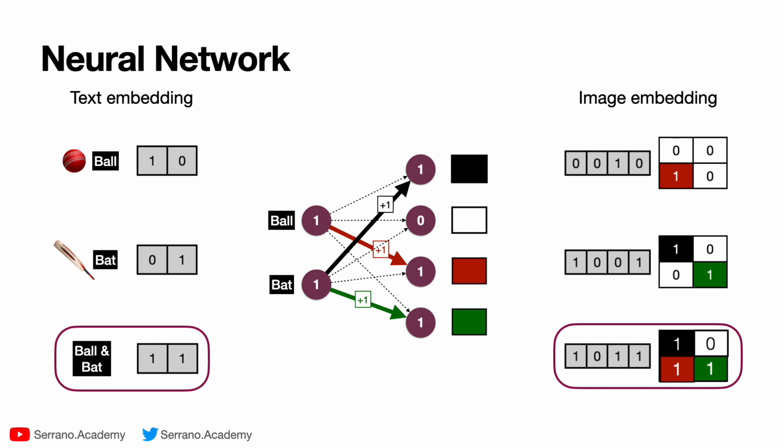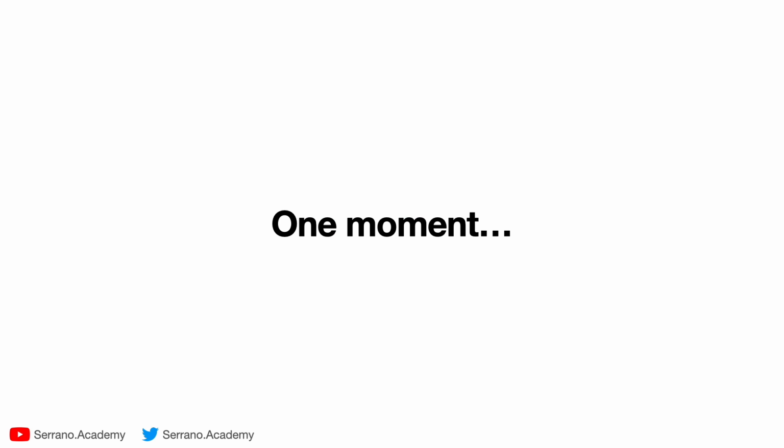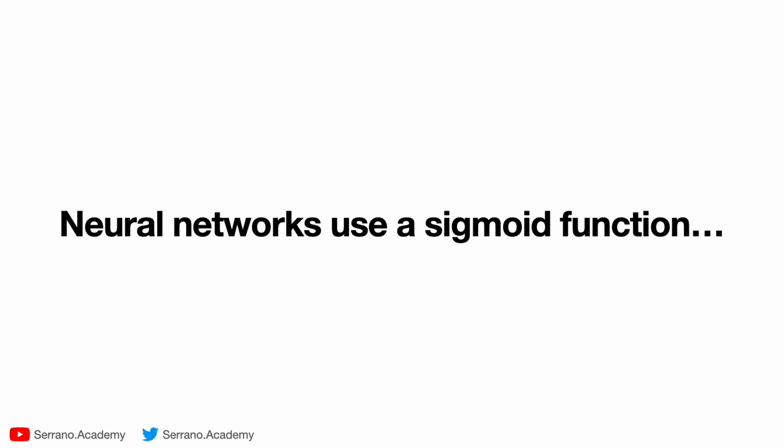So this works well as an image generator. However, there's something I'm forgetting. What am I forgetting? Well, neural networks normally have a sigmoid function. This neural network we built over here was pretty linear, and that's not going to be the case all the time. So let's go back to reality and add a sigmoid function.